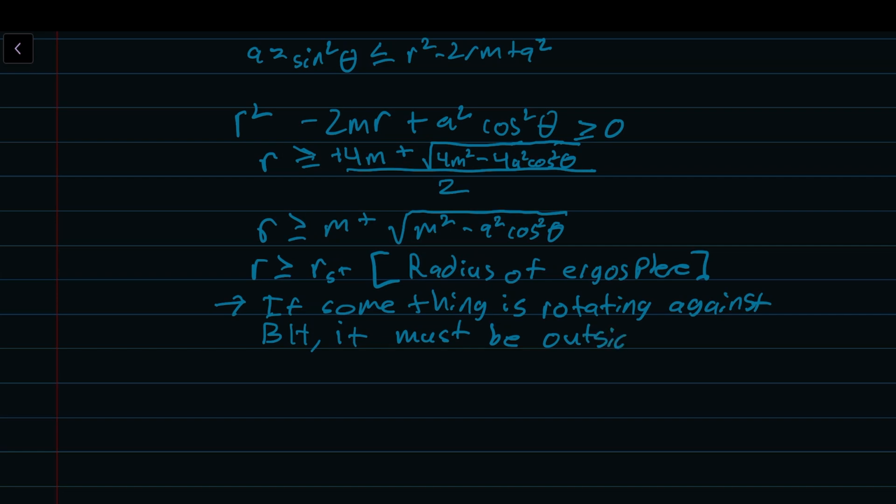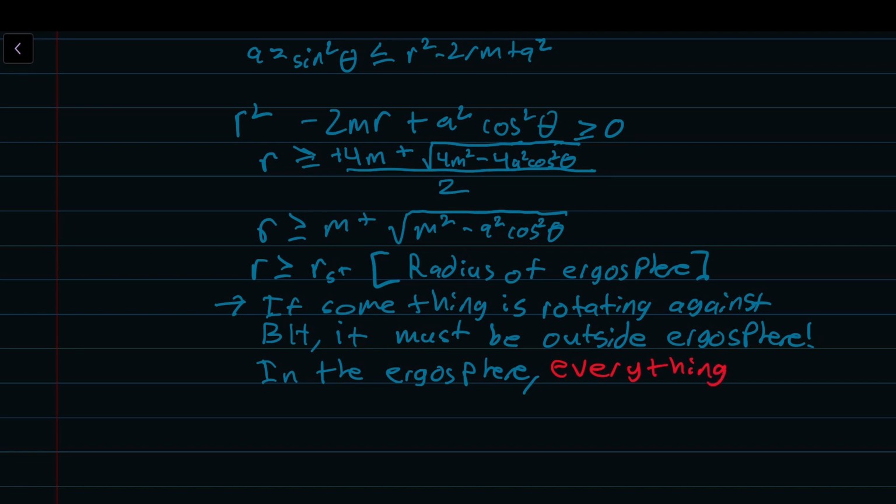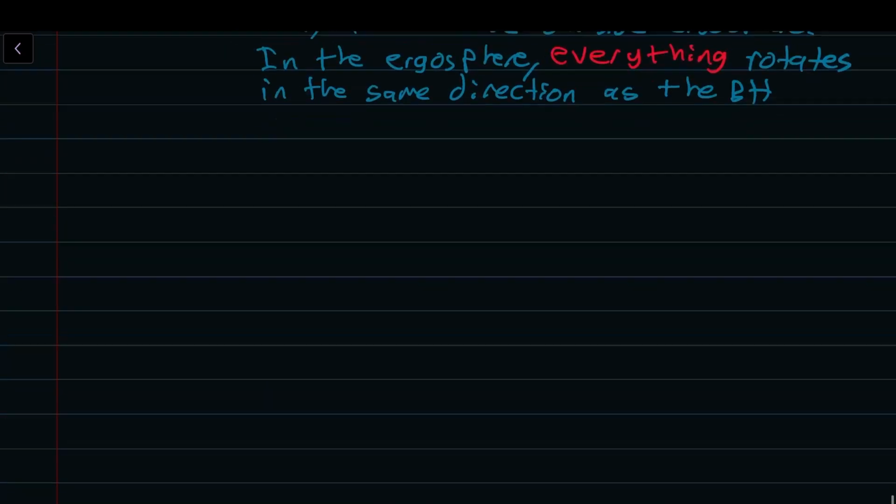So what we just showed is that if something is outside the event horizon and rotating against a black hole, it has to be outside the ergosphere. So that means, on the contrapositive, that if something is in the ergosphere, everything in the ergosphere has to rotate in the same direction as the black hole. So just to review what we just did here, we considered the case of something trying to not rotate with the black hole, and we said if that's the case, it's not in the ergosphere. So therefore, if something is in the ergosphere, it must be rotating with the black hole.